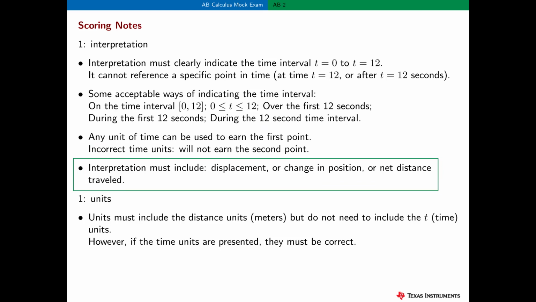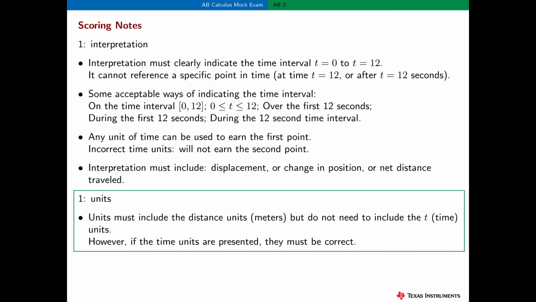And the interpretation must include the word displacement, or the phrase change in position, or net distance traveled. Now, there are probably some other acceptable phrases, but these are the most common. Professional judgment is needed in scoring these problems for some of the more obscure presentations. And the units point is awarded for the use of the distance units, which are meters. And again, the time units are not necessary here, but if they are included, they must be correct.